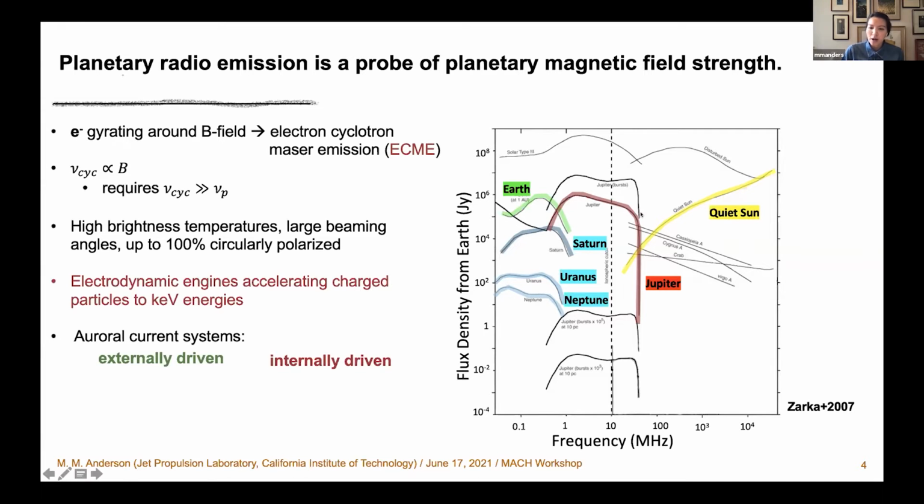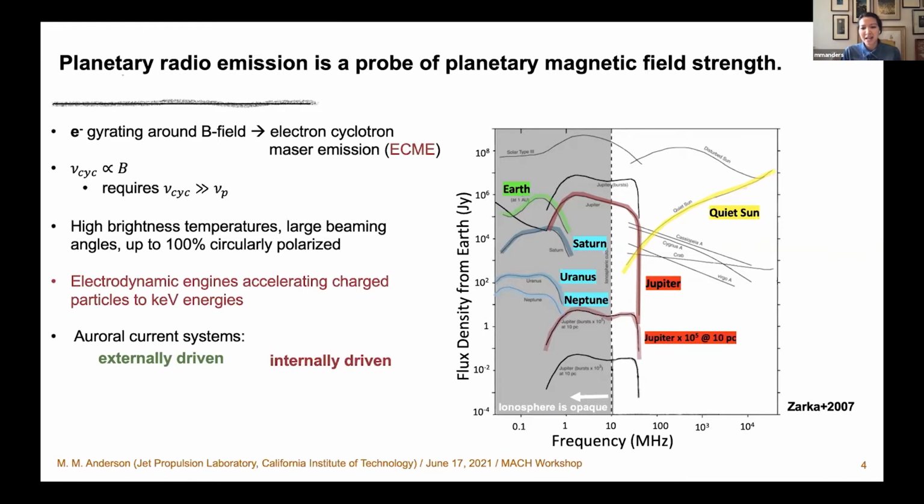And what we see for most of the magnetized bodies in our solar system is that this emission occurs below about 10 megahertz, which is below the plasma frequency of Earth's ionosphere. So not observable from the surface of the Earth. We need to go into space. But Jupiter over here produces this electron cyclotron maser emission up to frequencies as high as about 40 megahertz. And that's a function of its much stronger magnetic field. So it can produce emission as high as 40 megahertz, corresponding to essentially the surface magnetic field strength of Jupiter.